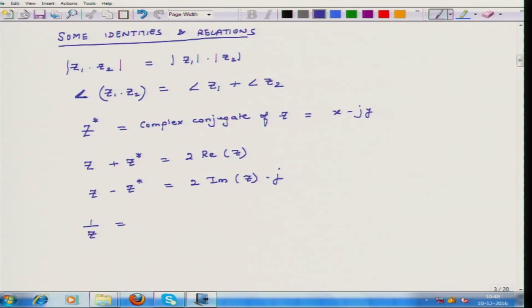I can write it as 1 over Z star times Z star, and the denominator is nothing but the magnitude of Z. So this is Z star over magnitude of Z whole square. Therefore, 1 over x plus j y equals x minus j y divided by x square plus y square.